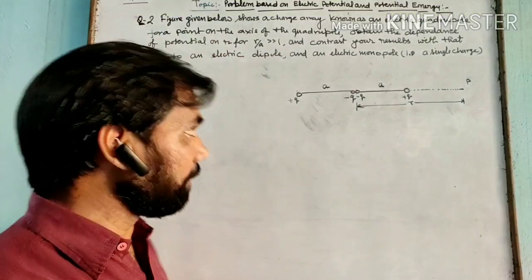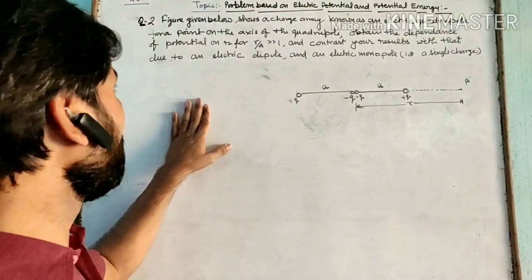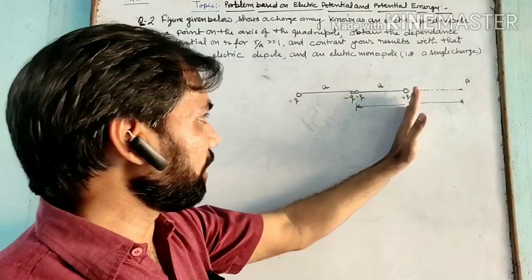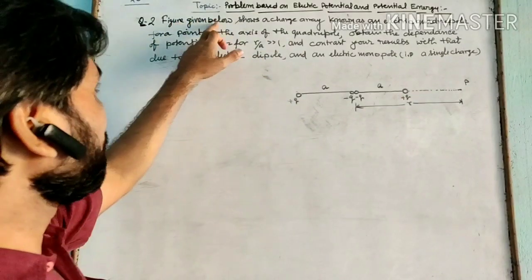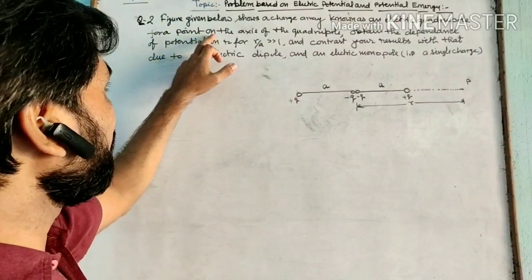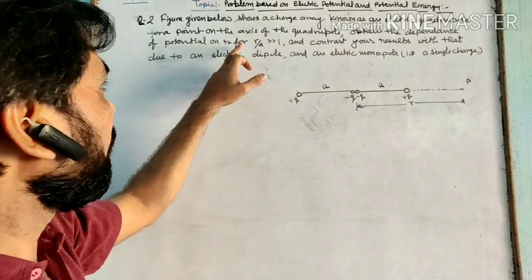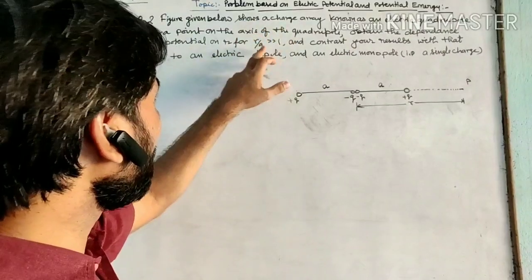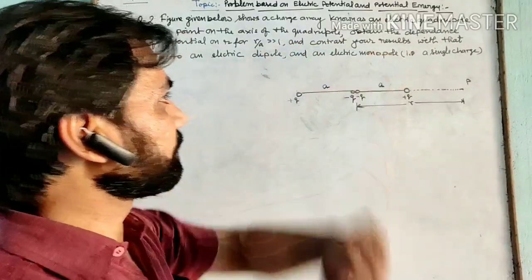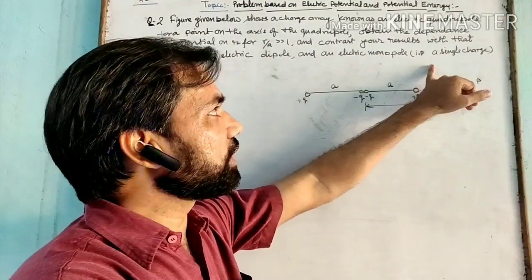Okay, let us take the second problem. First I want to tell you what the problem actually is. In the figure, a quadrupole is given here. Let me read the problem. The figure given below shows a charge array known as an electric quadrupole. For a point on the axis of the quadrupole, obtain the dependence of potential on r for the condition r by a is very very large compared to 1, and contrast your results with that due to an electric dipole and an electric monopole, that is, a single charge.